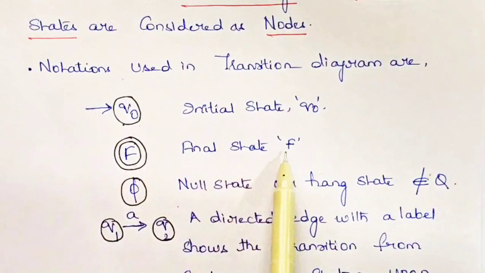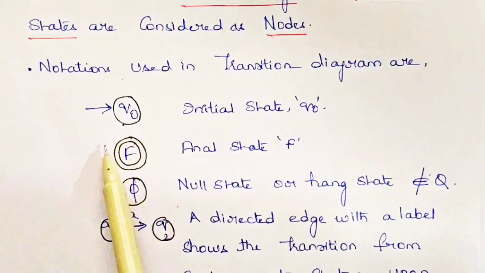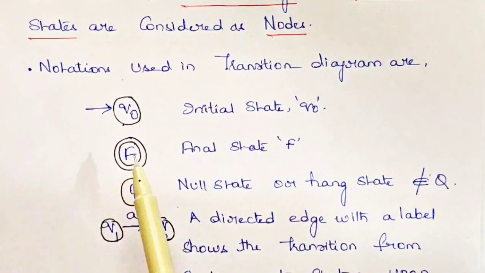And the final state, which is denoted by the capital F. The final state is always represented with a double circle. One circle will be indicating the node and the other circle will be indicating that the state is a final state, where the input string will be halting the processing of a string.